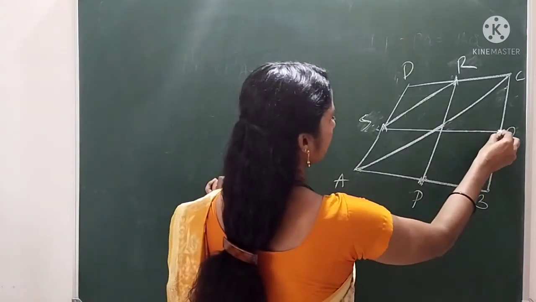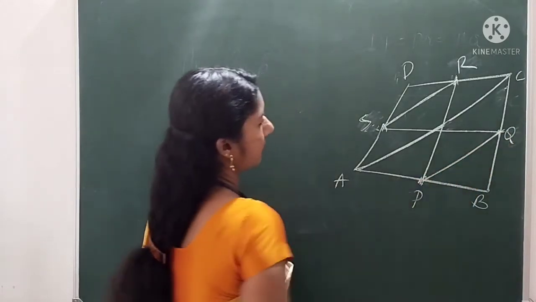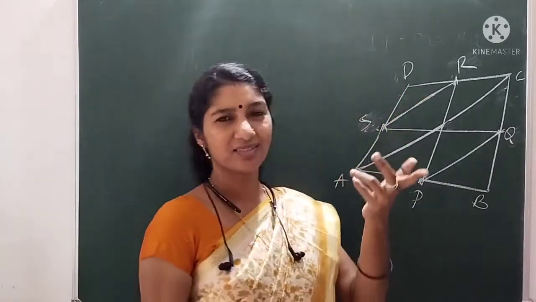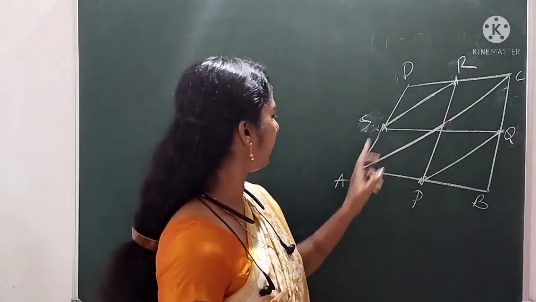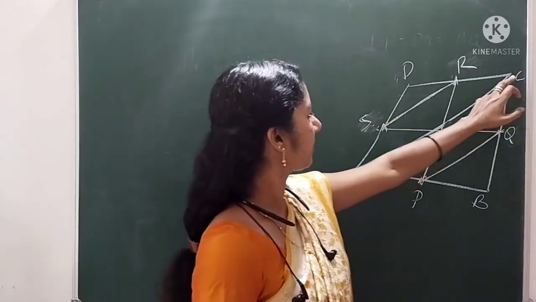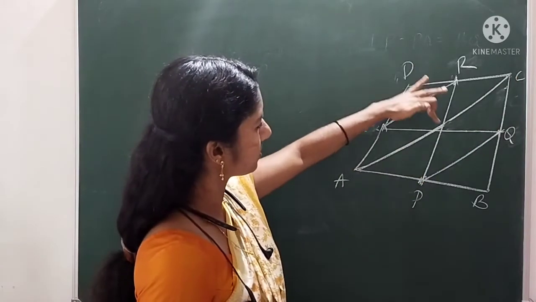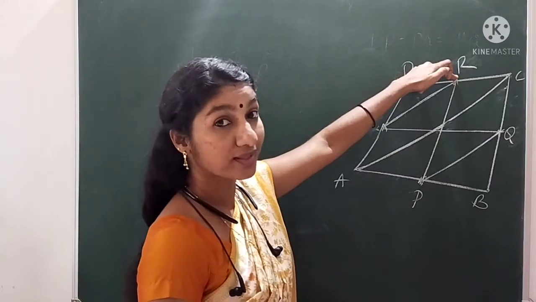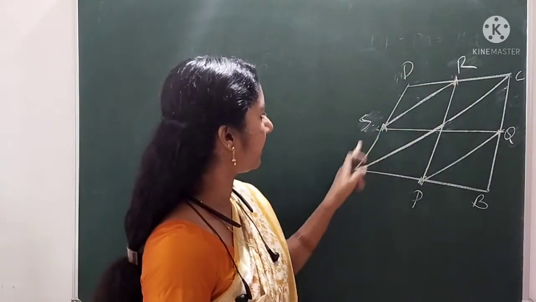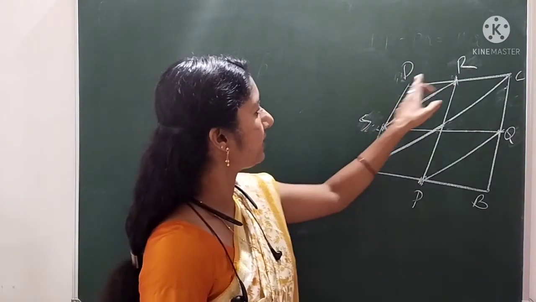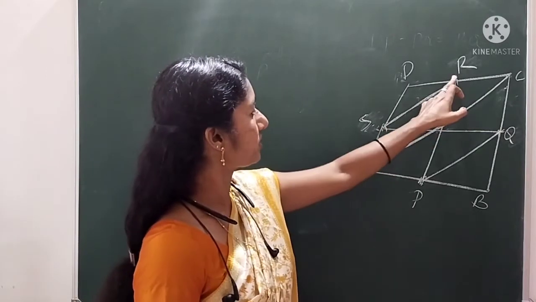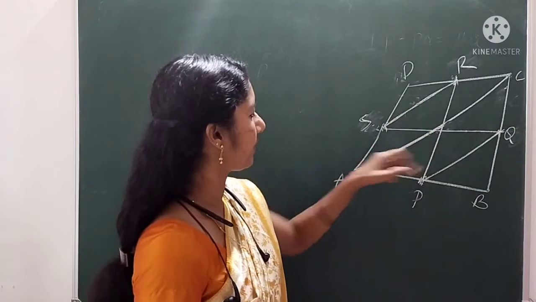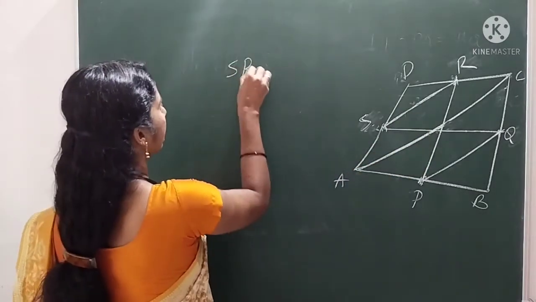And draw these two midpoints also. Now see the triangle DAC. In triangle DAC, these two are parallel because S and R are the midpoints of the two sides DC and DA. So in triangle DCA, joining the midpoints gives a line parallel to the third side. So we get SR parallel to AC by the midpoint theorem.